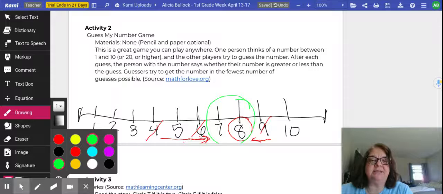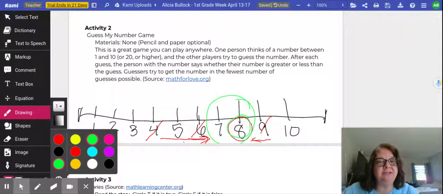So my next guess, I'm going to make that the number 8. And ding, ding, ding, ding, I got the number right. Okay. If I had chosen 7, then all that would be left would be the number 8. So I hope that makes sense.